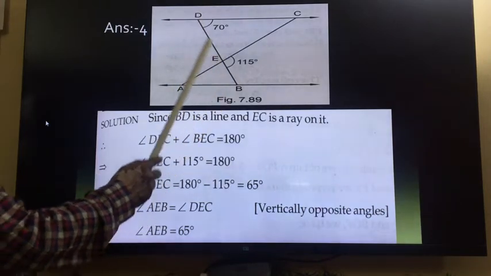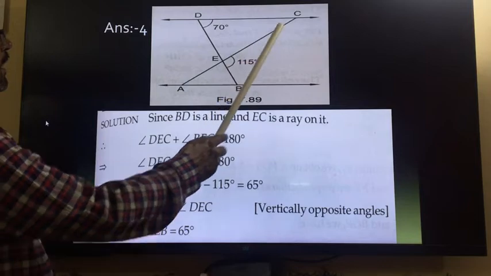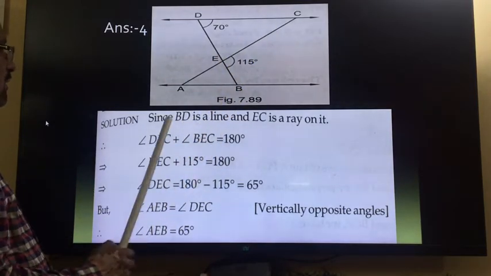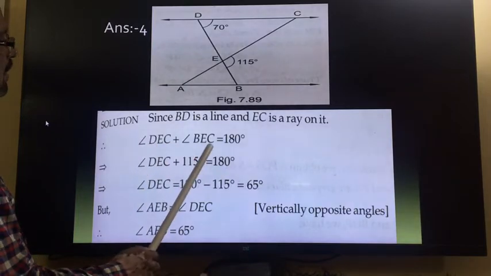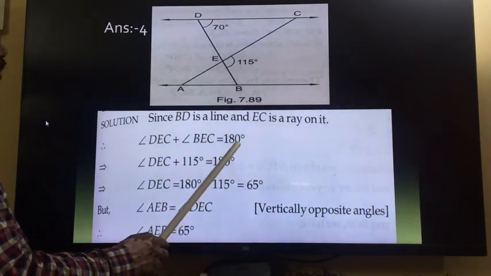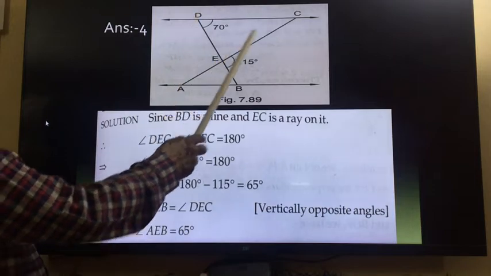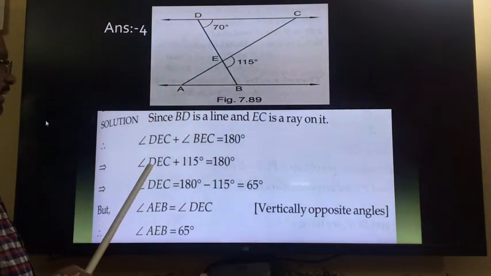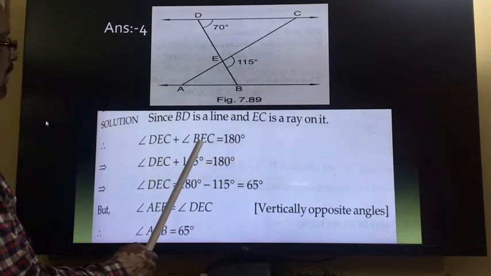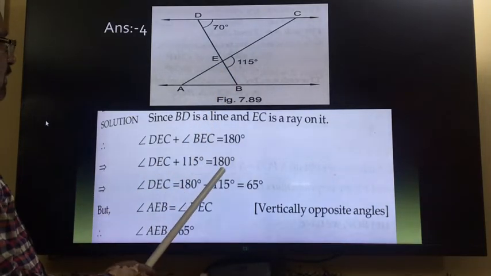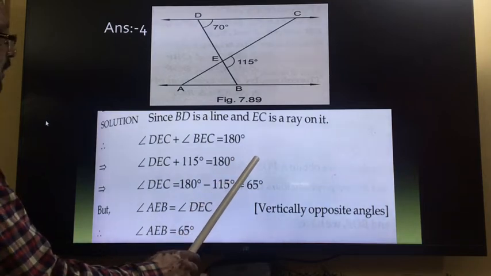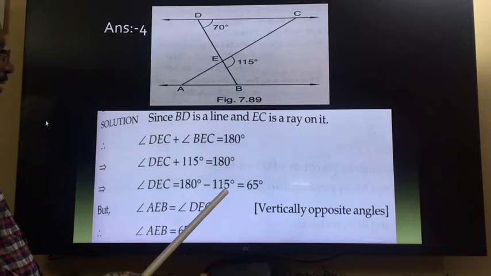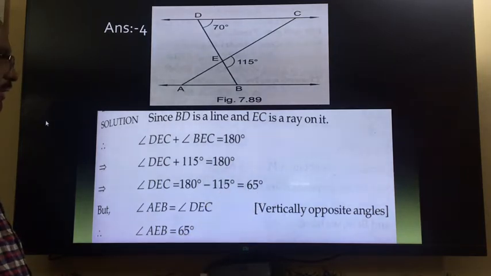Here, to find this angle, because DEB is a straight line, angle DEC and angle CEB both will form a linear pair of angles. So angle DEC plus angle BEC will be equal to 180 degrees. So angle DEC plus BEC, which is 115, is equal to 180 degrees, and here the reason will be linear pair. So angle DEC is equal to 180 minus 115, which is 65 degrees.